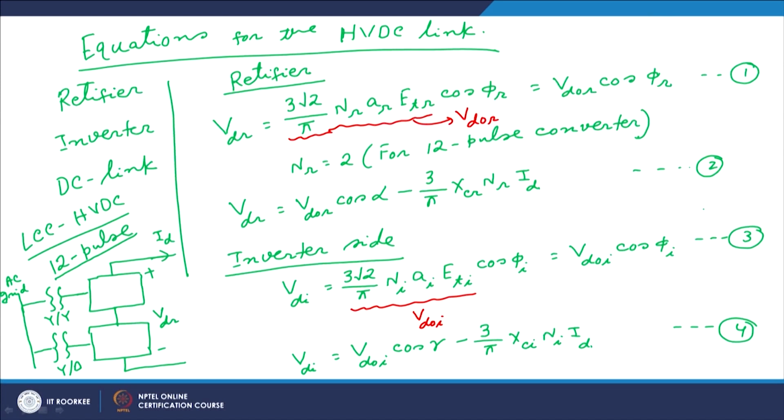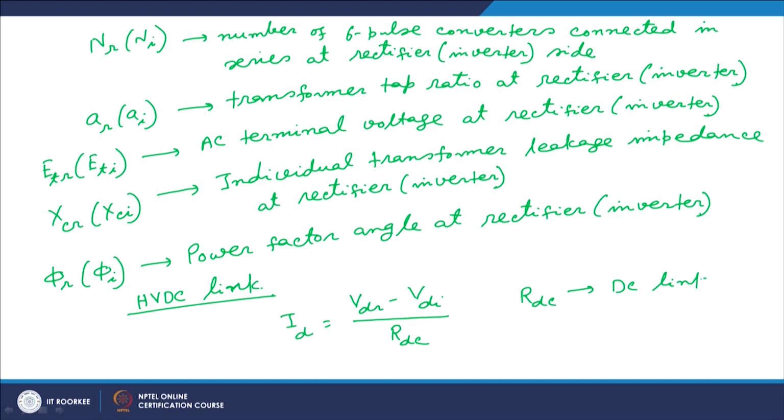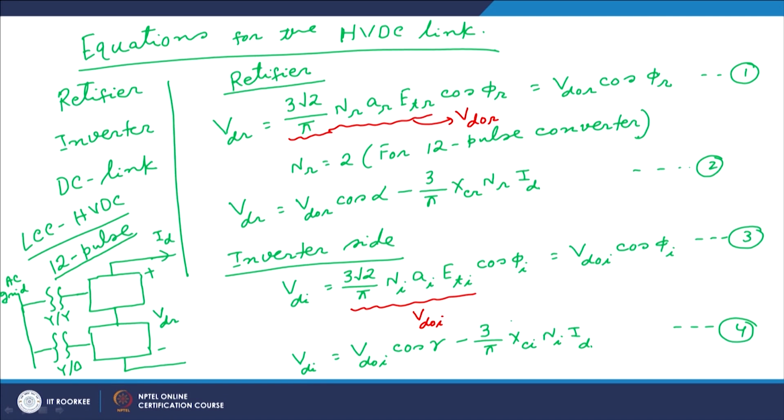So, these are the different variables we have defined, and then what is left is for the HVDC link. There is only one: ID is equal to VDR minus VDI by RDC, where RDC is the DC link resistance, and VDR, VDI is the DC voltage at the rectifier side, inverter side. So, for total in an HVDC link we have got 5 equations.